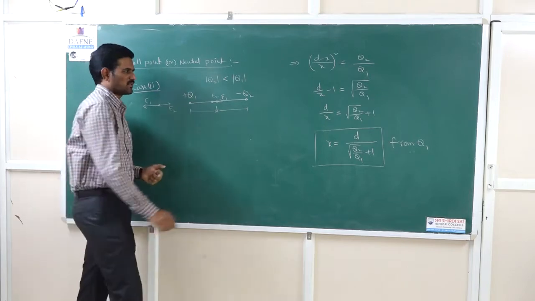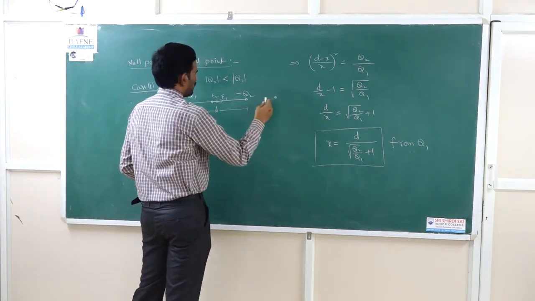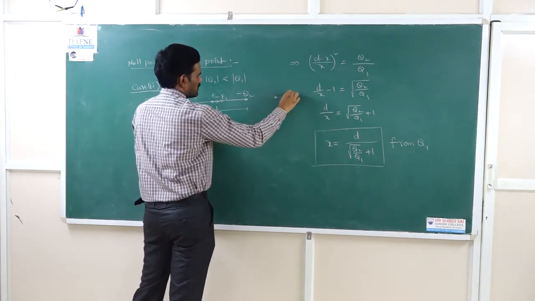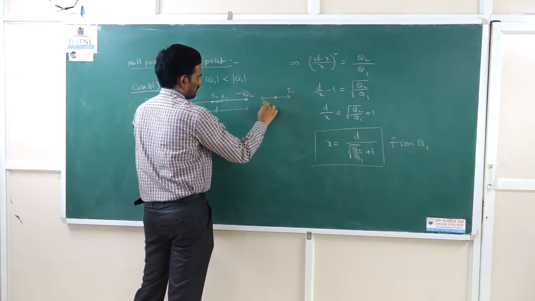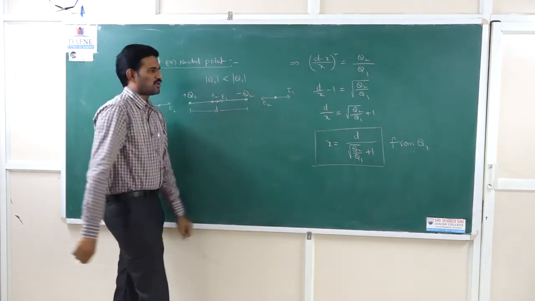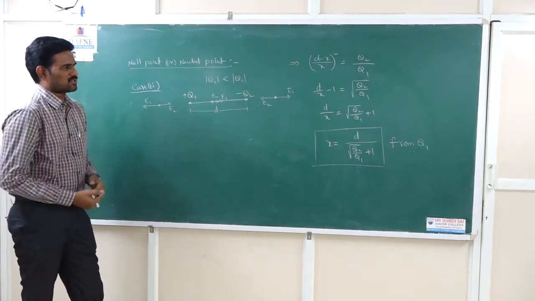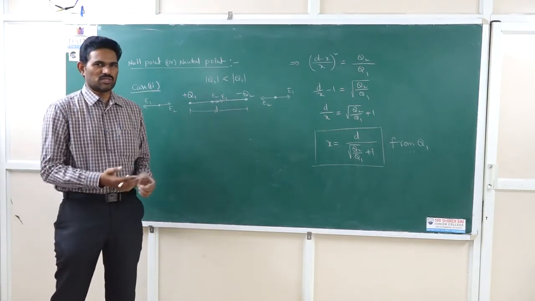Now similarly let us check this side. Here the electric field due to Q1 is away from the charge because it is positive, and the electric field due to Q2 is towards the charge. So there also the fields are opposite in direction. According to our discussion, there is a chance of getting the neutral point because the fields are opposite to each other.